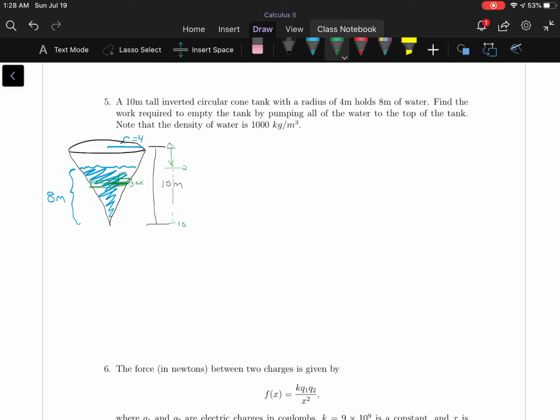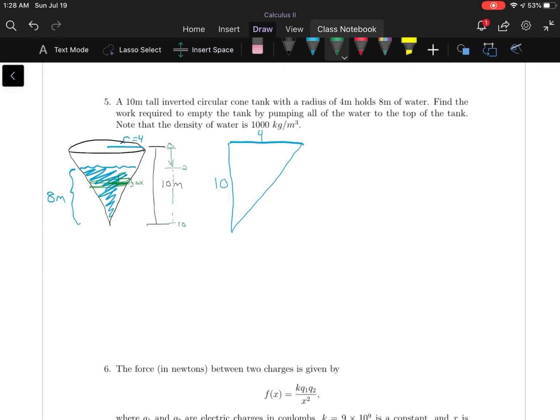So there is some radius r that we don't know, but we'll work to try to figure that out. Okay, so what is that radius? Well, we have our big triangle. Looks something like this. We know there's 4 meters for the radius, and the height is 10.